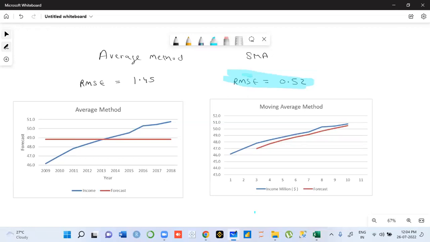So both are less than 10. So both are good models. The question comes, which is the best? Which has the lowest RMSE?